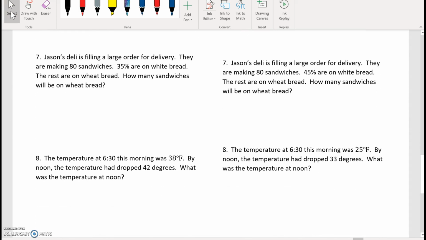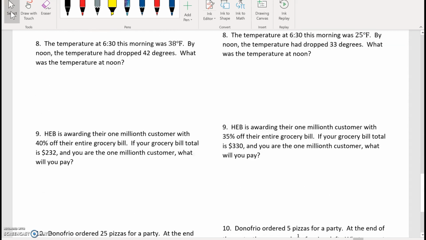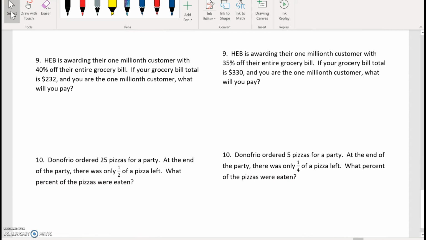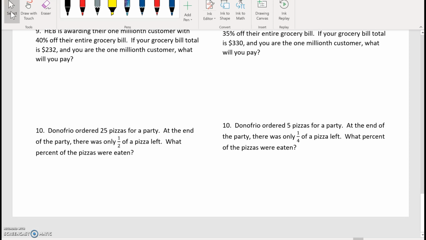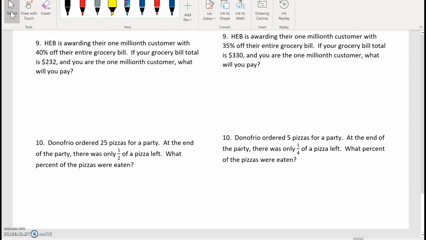Okay, so we should have enough that we did together for you to go ahead and successfully finish the rest of these problems. I do want to look real quick at number 10 because we haven't gotten into rational numbers and fractions and things. But on number 10, it says, Donofrio ordered 25 pizzas for a party. At the end of the party, there were only half of the pizzas left. What percent were eaten? Okay, so if you're not sure what half is, we need to change that.